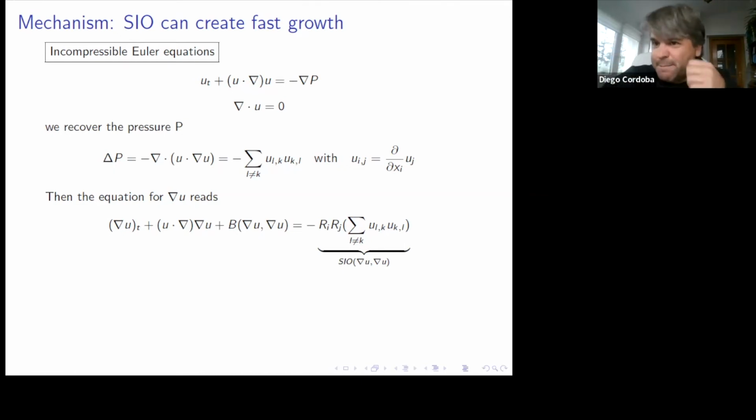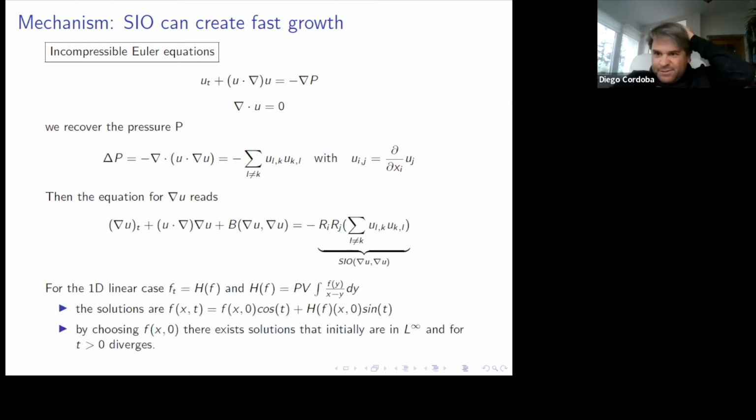Okay, so let me put a baby model, and this baby model is this 1D linear case. We are in 1 dimension, f is our unknown, we take the derivative with respect to time, we get rid of the nonlinear terms, and that's equal to the Hilbert transform. The Hilbert transform is the only singular integral operator in 1 dimension of the Calderon-Zygmund type. This equation we can actually integrate, and the solution is written there, f of x,t.